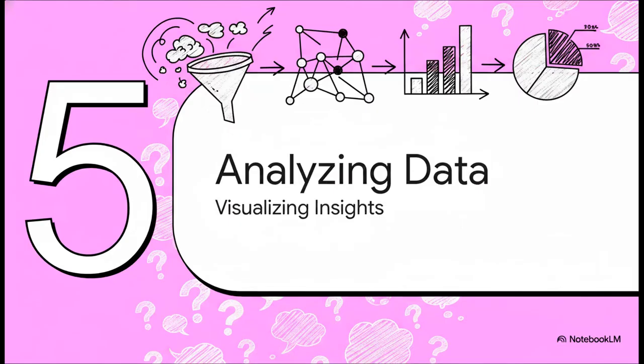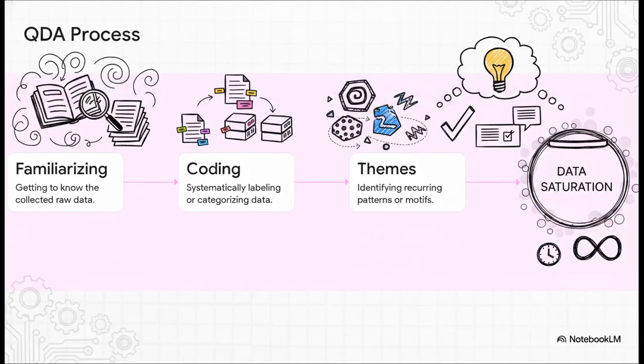Now we have to make sense of all this. Section 5. Analyzing and visualizing your data. Making sense of all this messy, non-numerical data requires a really systematic process called qualitative data analysis. You dive in, you start coding by labeling specific sentiments, and then you group those labels into overarching themes. You just keep iterating this process over and over until you hit data saturation. That is that magical moment where reading yet another transcript yields absolutely zero new insights. You found everything there is to find.